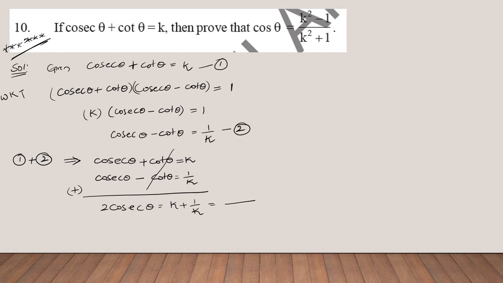By taking LCM, k will be my LCM, so I am going to get k square plus 1. Now from this I can write cosecant theta is equal to k square plus 1 by 2 times k, right? Now cosecant theta I can write as 1 by sin theta. So 1 by sin theta is equal to k square plus 1 by 2 times k. So let this be equation number 3.